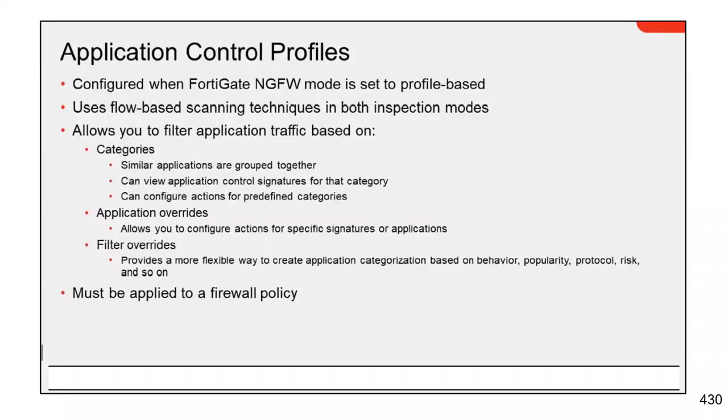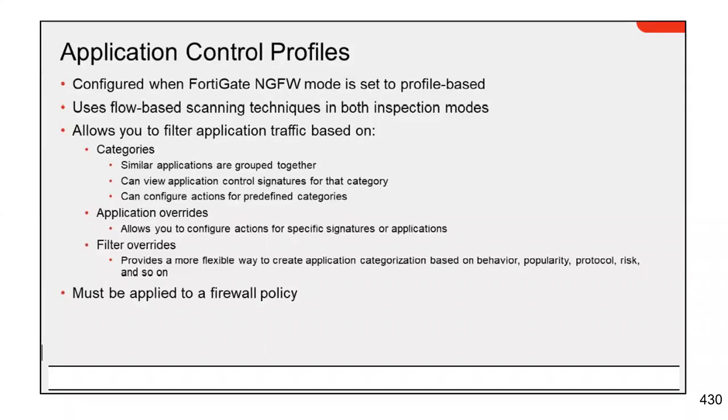This basically provides the flexibility to control specific signatures and applications. You can specifically tell it to look for a particular application signature, or a particular filter. Now you have something called the filter override. Filter override is useful when a predefined category does not meet your requirement and you want to block all applications based on criteria that is not available in the category.